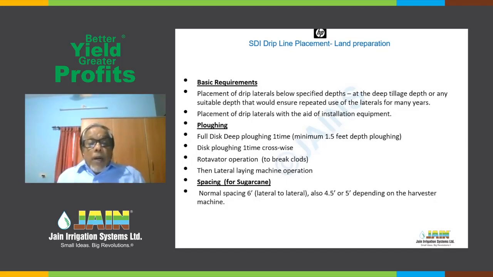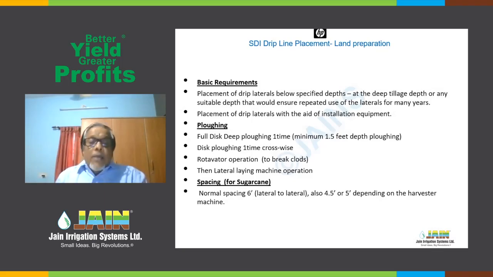Now, because the drip line is going to be installed at a certain depth, the soil profile at that depth, and below and above it, has to be made very uniform. That's why full disc ploughing one time, then crosswise, then rotavator, so that clods are broken, because clods will not allow moisture spread. The passive spread of moisture which you saw, laterally and vertically, doesn't happen if there are clods. Then the lateral laying machine operation has to be carried out.